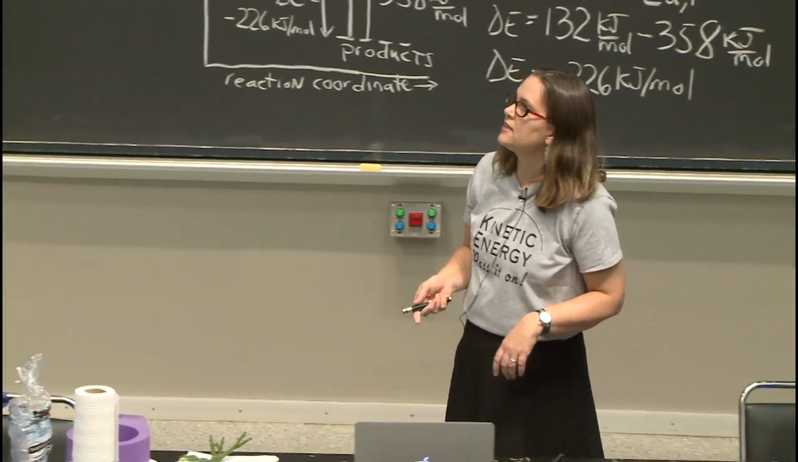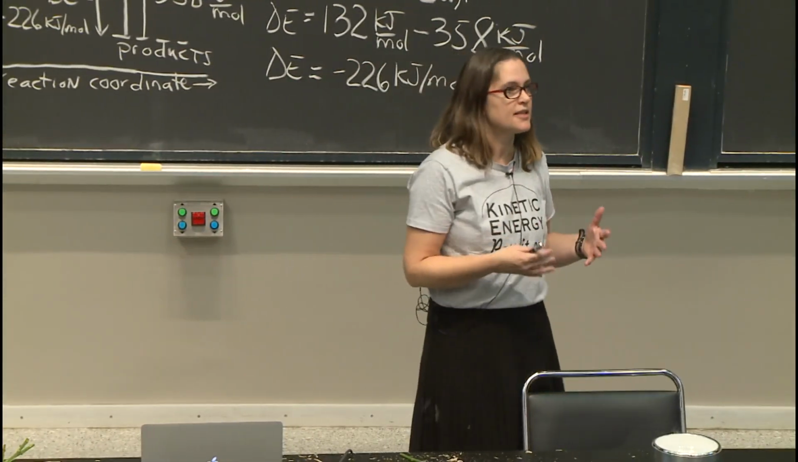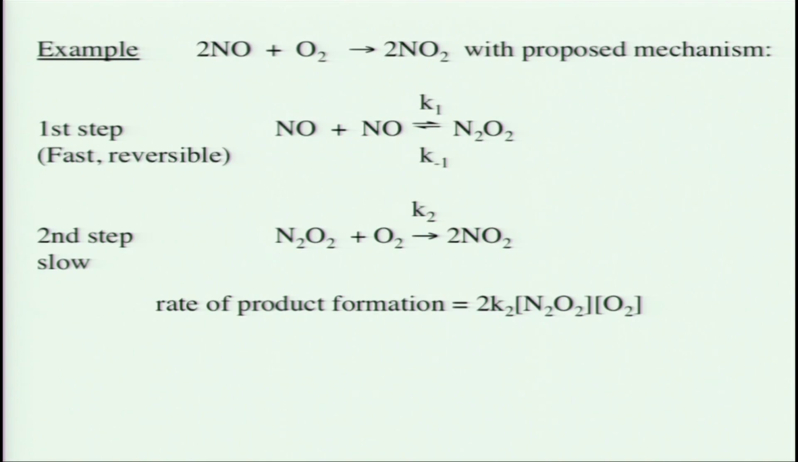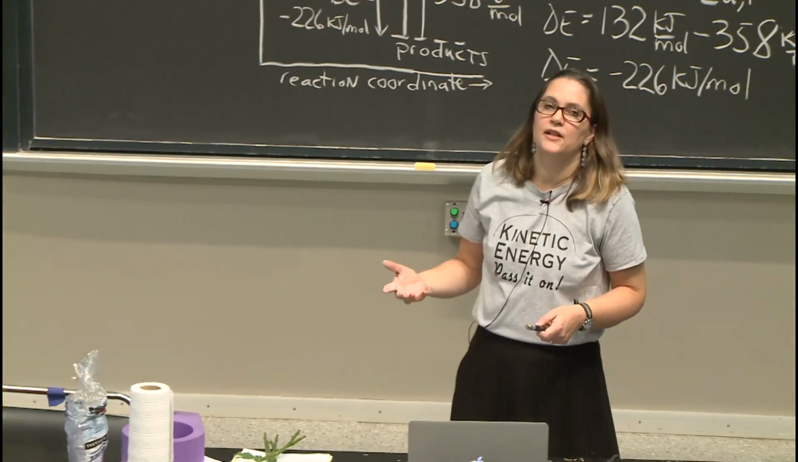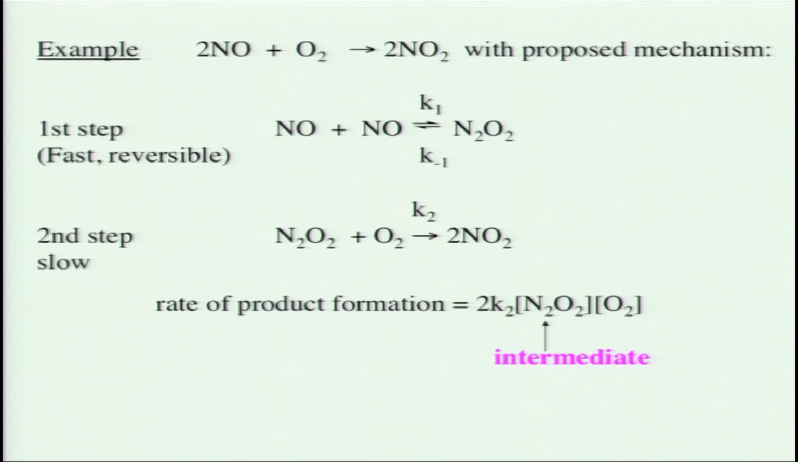So we can write the rate of formation of product based on the slow step, or if we didn't know the slow step, on the second step or the last step. So 2 molecules, again, 2 molecules are being formed: K2 times the concentration of the intermediate times the concentration of O2. But we have an intermediate, so we need to solve for the intermediate in terms of rate constants, reactants, and products.